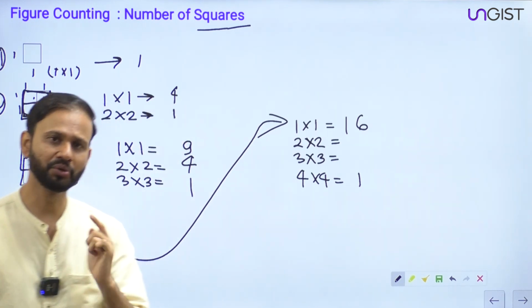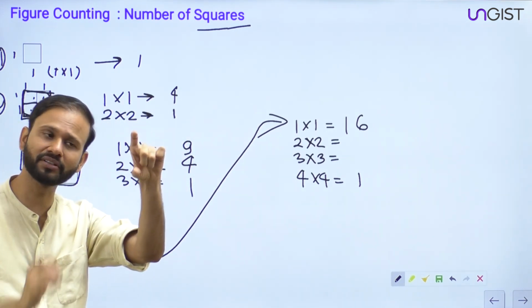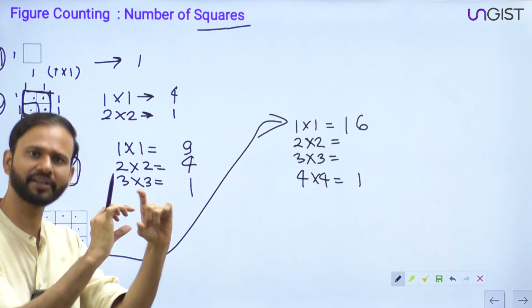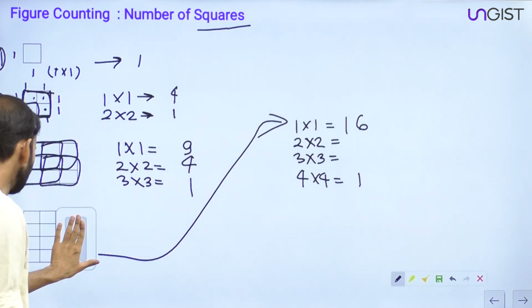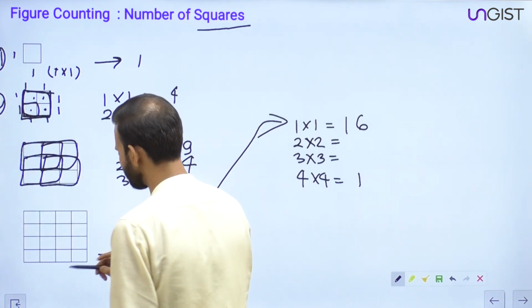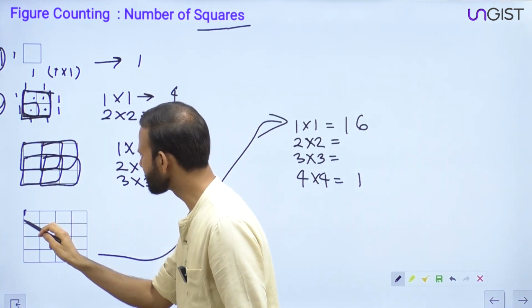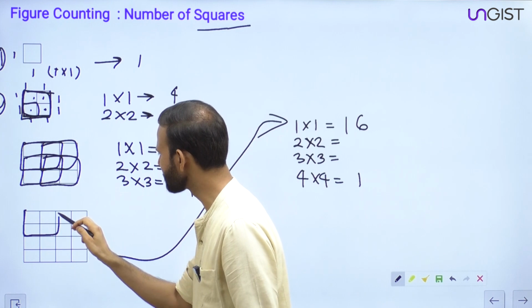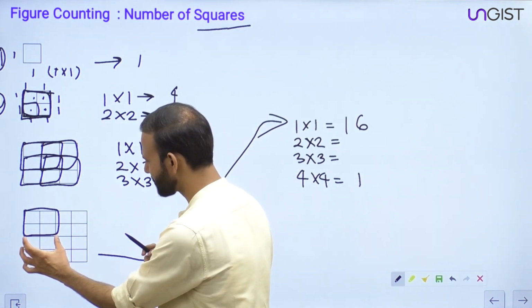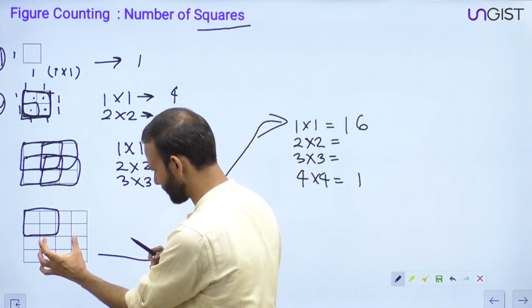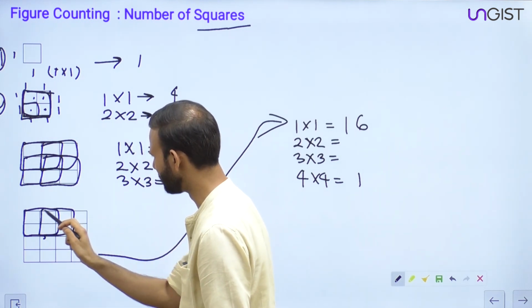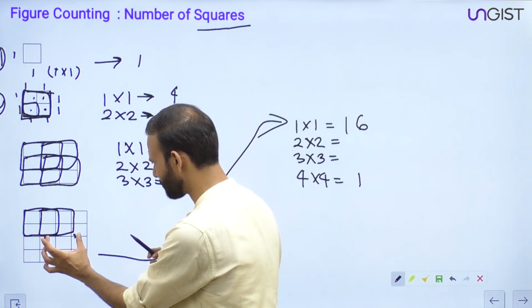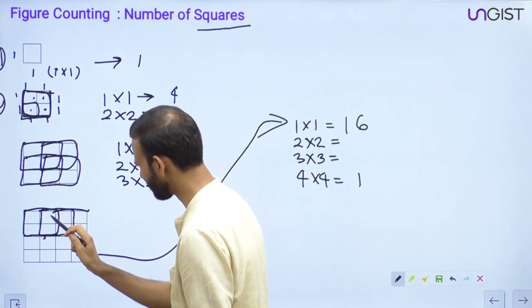Now, if I talk about 2 by 2, everyone, you have to fix one 2 by 2 at the corner, and then you have to traverse it in the entire figure where it can go. So just see. This is a 2 by 2. This is a 2 by 2. Just take this to here, another 2 by 2. Now again take this to here, another 2 by 2.